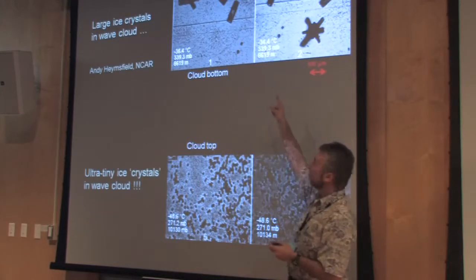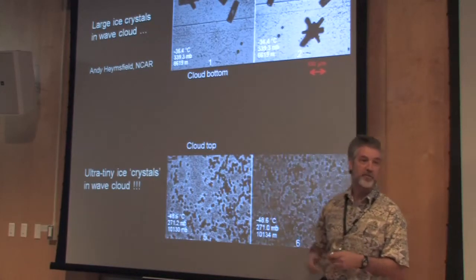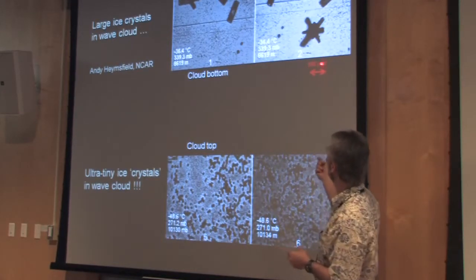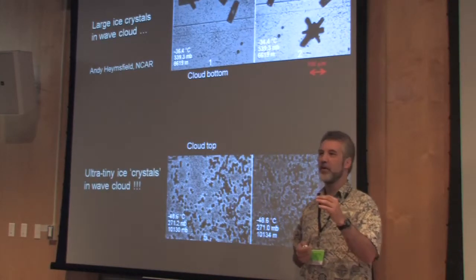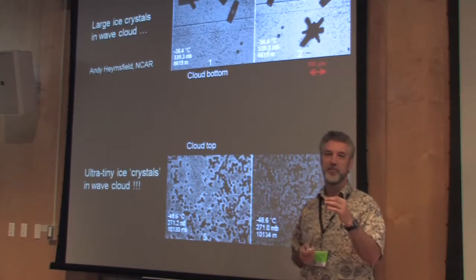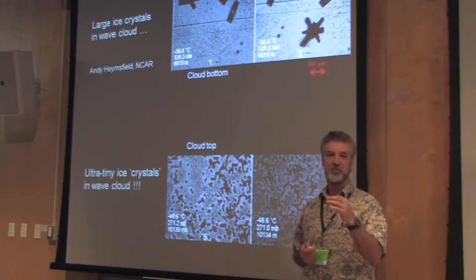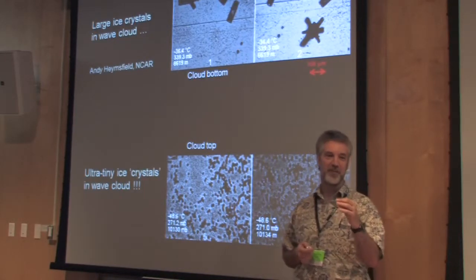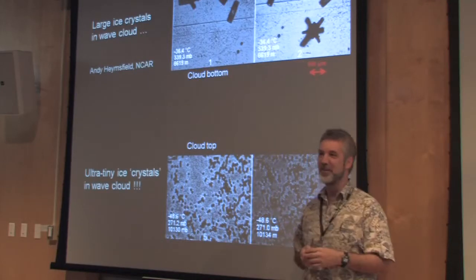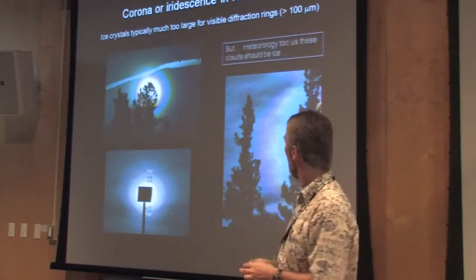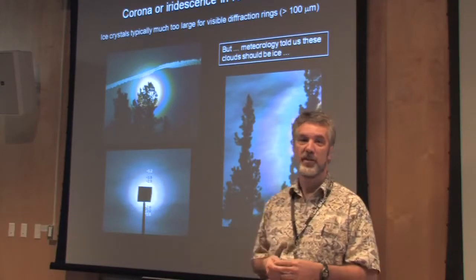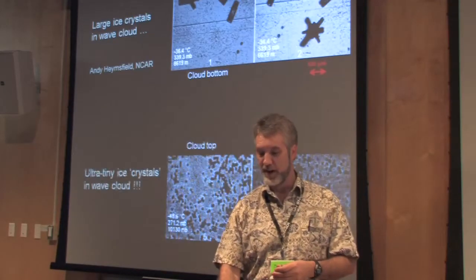These pictures are on the same scale, where 100 microns is about that big. These are like little 10 micron quasi-spheroidal ice droplets. Guess what? You can get diffraction patterns just fine from these little particles. So these little particles explain all of these cases. And we said, oh, I get it.